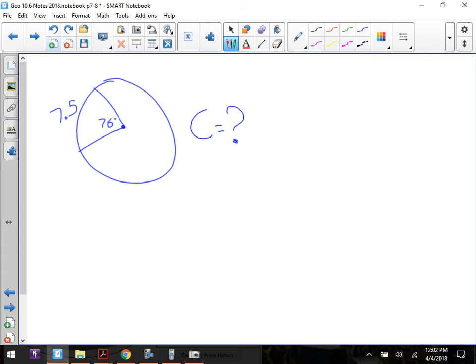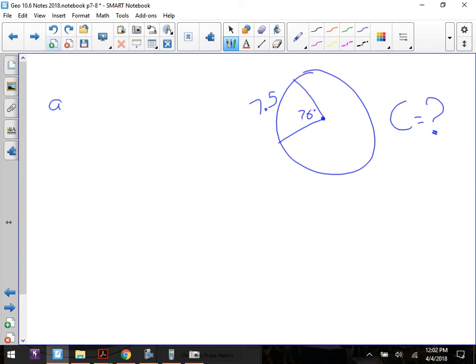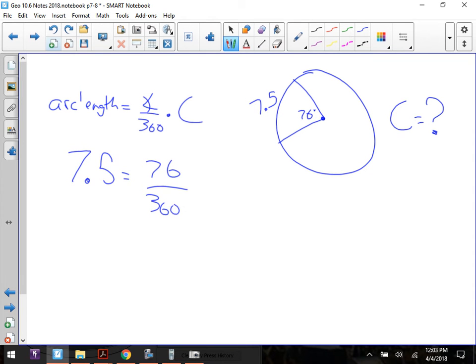The second one, the circumference one. So what I would do is this. I'd write it down. Arc length is angle over 360 times circumference. Well, my arc length in this case is what? And my angle is? And now it's quite literally press a couple buttons on the calculator.